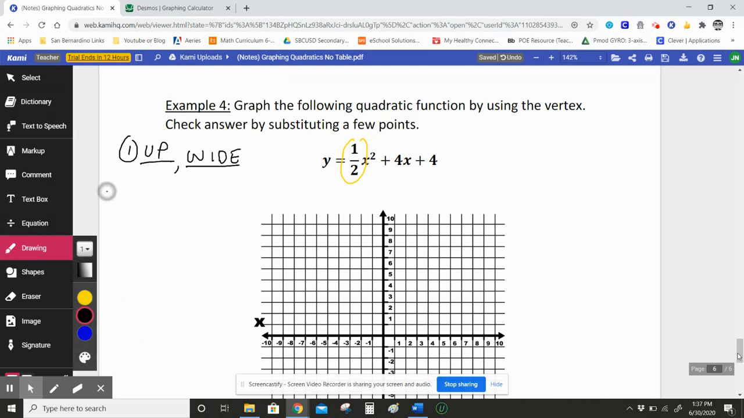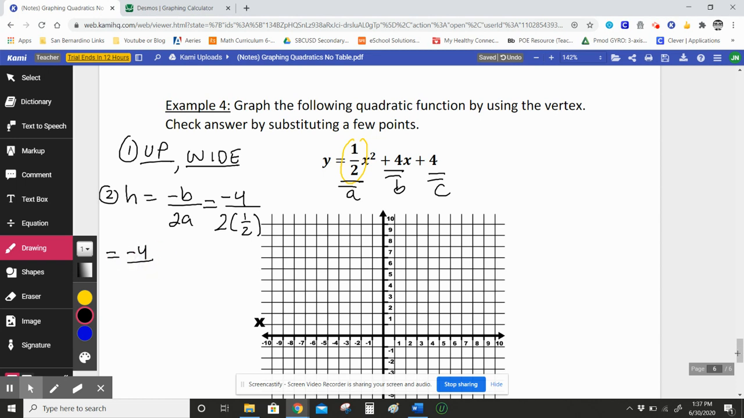So now that we have that, second thing we need to do is figure out h. H is the formula opposite b over 2a, so negative b over 2a. In this case, we have the values of a, b, and c. So opposite of b would be opposite of 4, which is negative 4. And then we're going to be plugging in 2 times a, which is 2 times 1/2. When we simplify this, on top, I get negative 4.